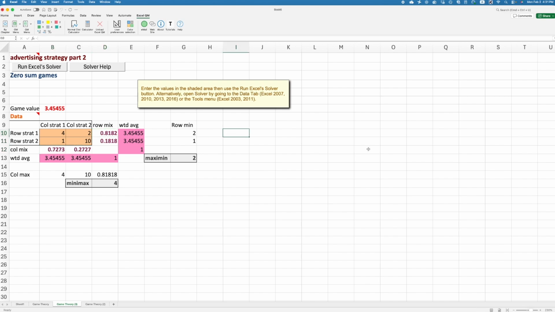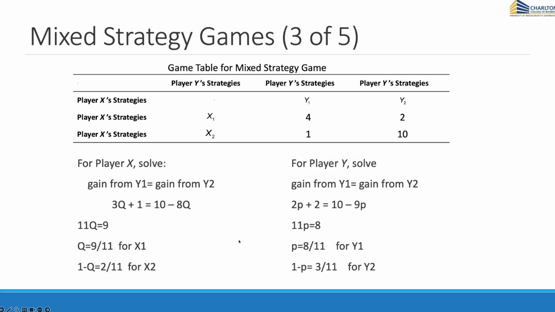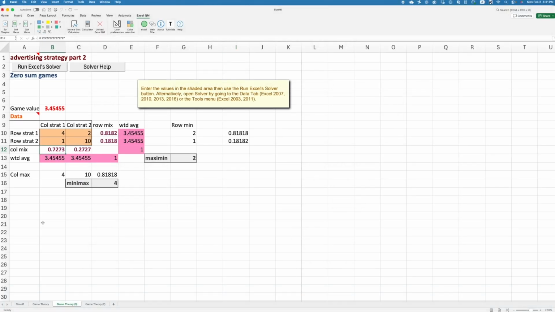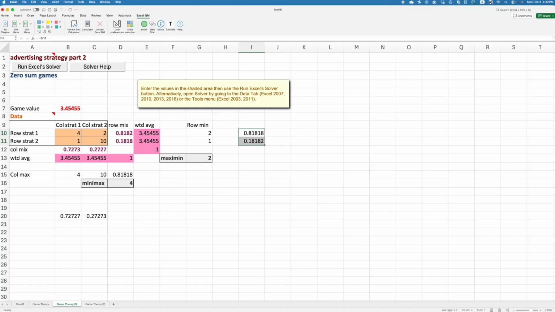So 0.81 is equivalent to 9 over 11 that we calculated. This one is equivalent to 2 over 11. So basically these are the same numbers as we had in our example: 9 over 11, 1 minus Q is 2 over 11, P is 8 over 11, and 1 minus P is 3 over 11. So this one is the same as 8 over 11, and this one is the same as 3 over 11. So we can see that it automatically calculates the probability, and also it calculates the value of the game for us.